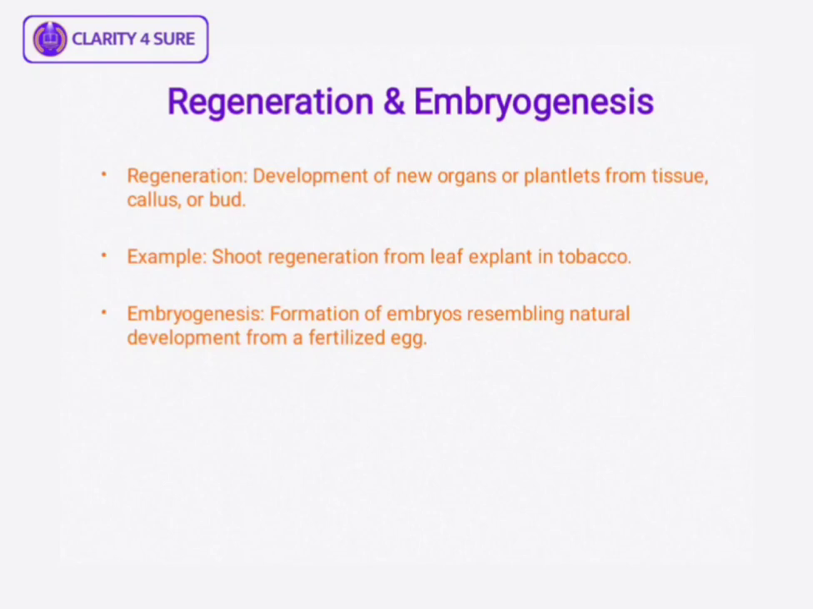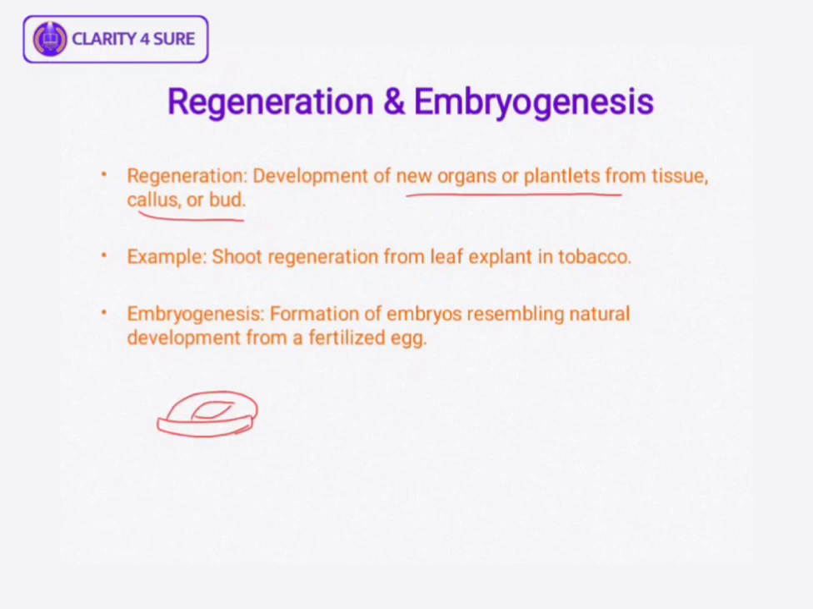So regeneration in tissue culture means developing new organs or plantlets from tissues, callus or bud. Think of growing a whole plant from a small leaf piece in a petri dish. So this is a petri dish and here you have a small leaf, and from here you are going to grow a whole plant. It happens either directly without callus formation or indirectly via callus.